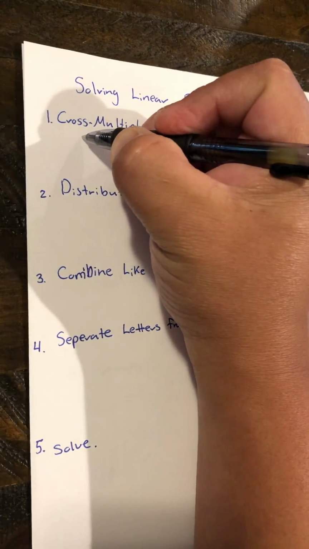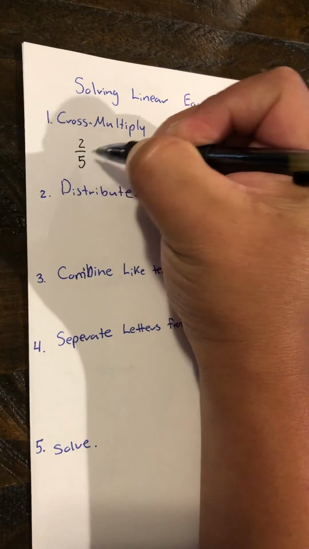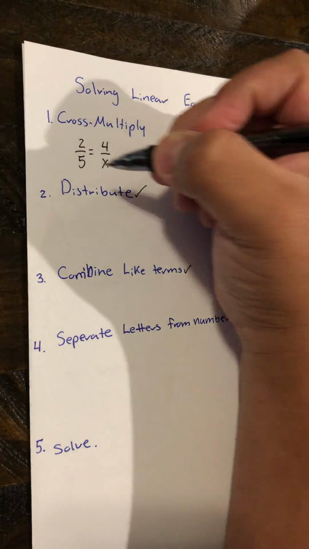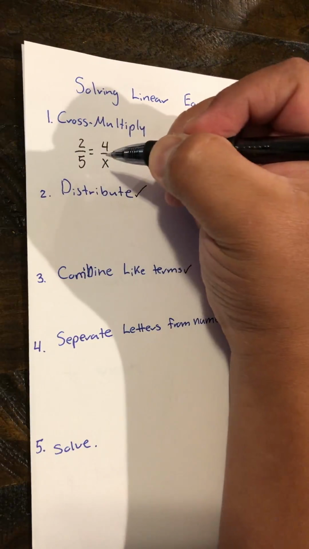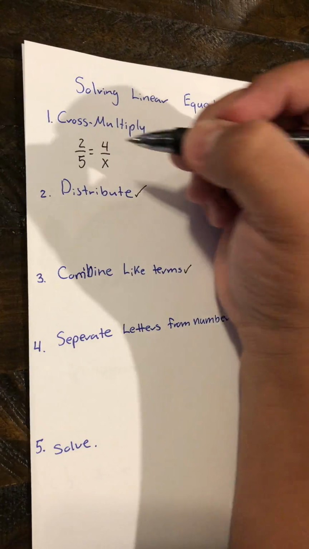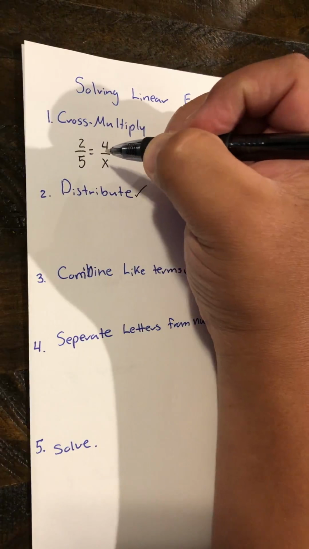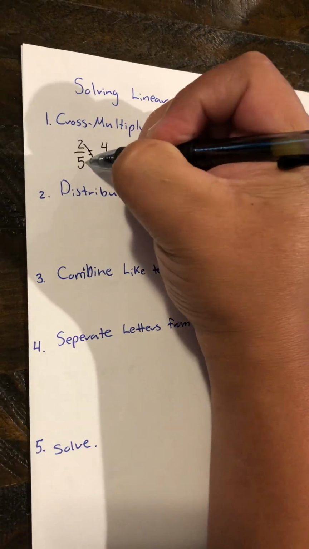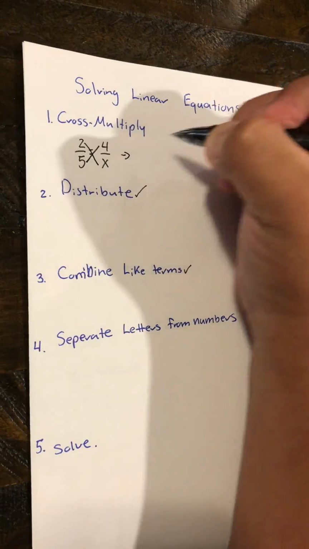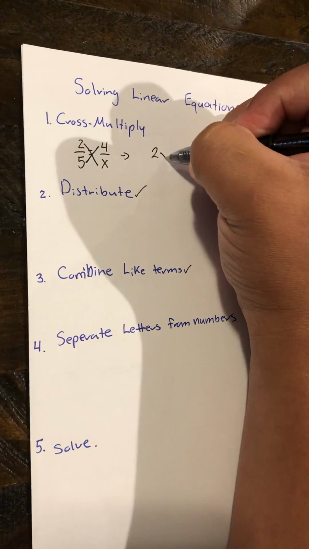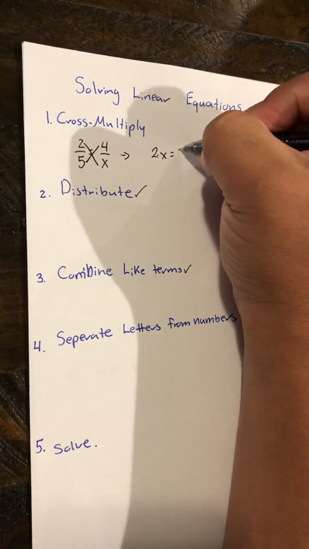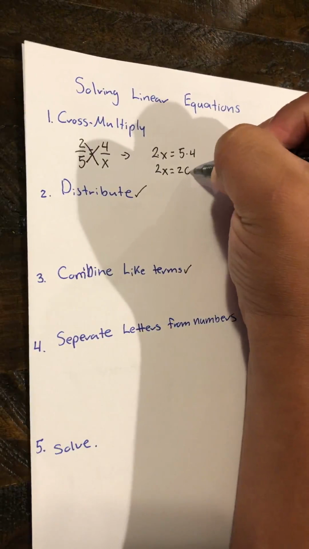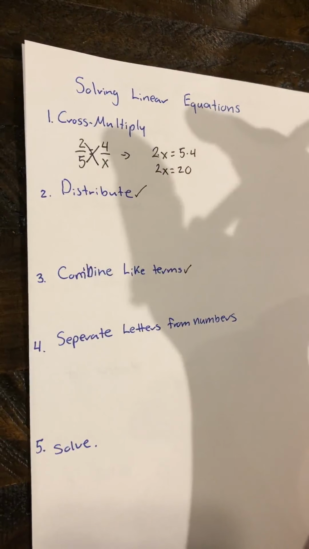So cross multiply we would use when we have something like this, right? This is a proportion. We have a top and a bottom equal to a top and a bottom. We've done this before with ratios and percents. The cross multiplication is this times this and this times that. So we get 2x, or 2 times x, equals 5 times 4, which is 2x equals 20. This is the cross multiplying part.